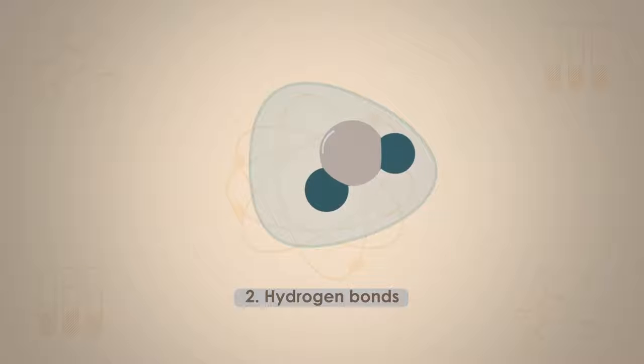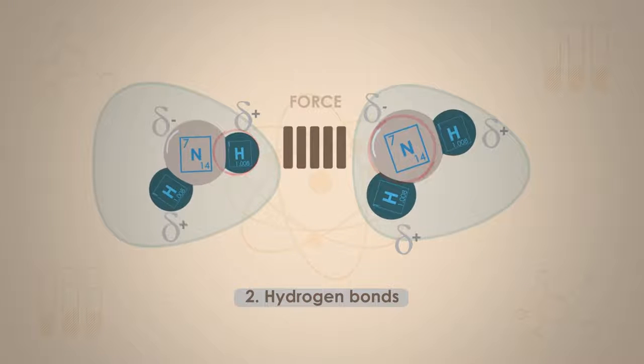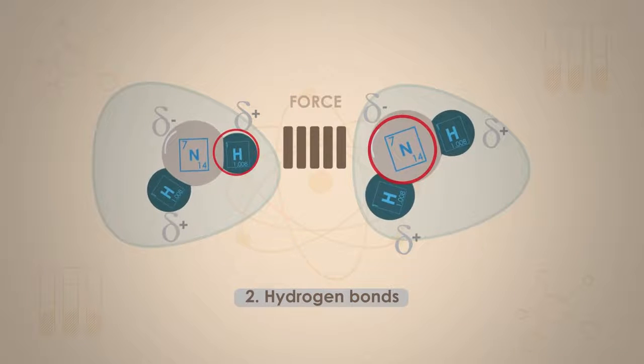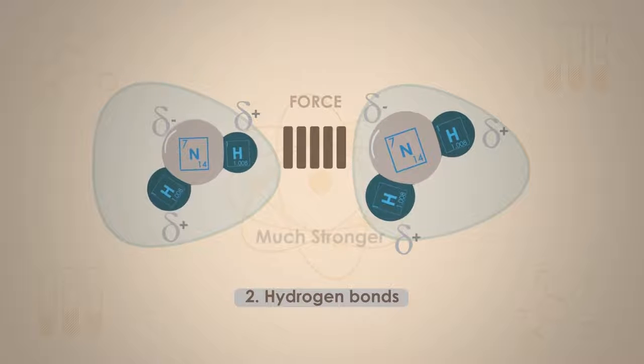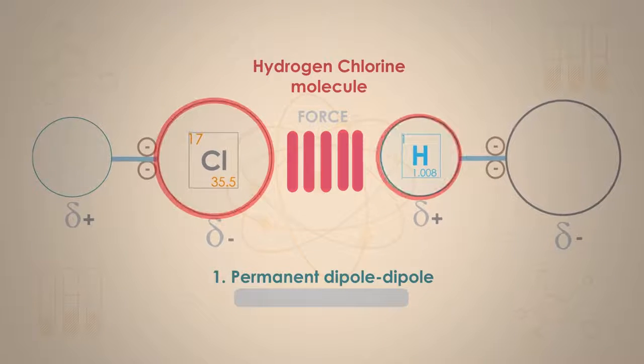The permanent dipole in a covalent bond between a hydrogen atom and a fluorine, oxygen or nitrogen atom is particularly strong. Thus, the attraction between the electron-deficient H delta positive of one molecule and the lone pair of electrons on a fluorine, oxygen or nitrogen atom of another molecule is much stronger than the permanent dipole-dipole attraction mentioned before between the two hydrogen chloride molecules.